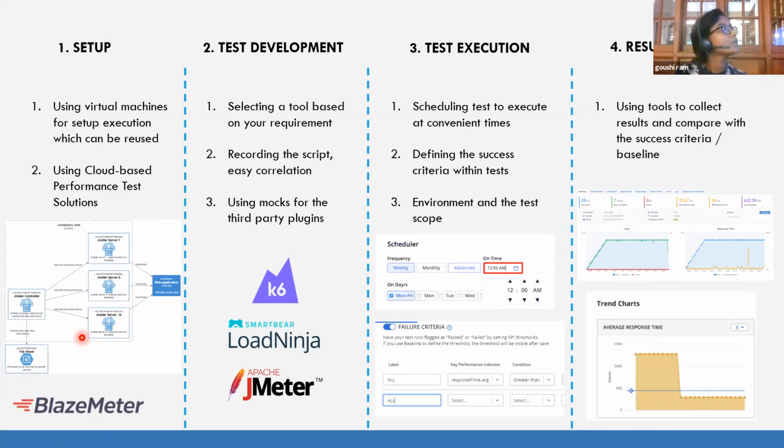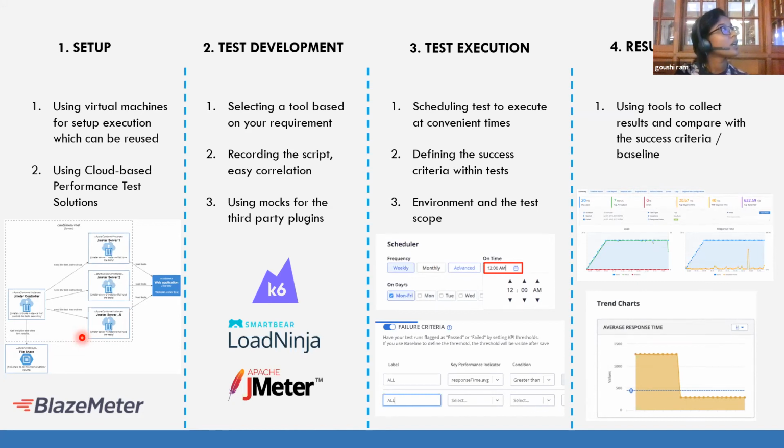Or we can even use cloud-based performance test solutions. So when I talk about cloud-based performance test solutions, what I'm giving as an example here is BlazeMeter. BlazeMeter allows us to simply create a load generator distribution setup where the generators are located in different regions of the world. So easily we can create a public user site simulation using this BlazeMeter cloud performance solution.